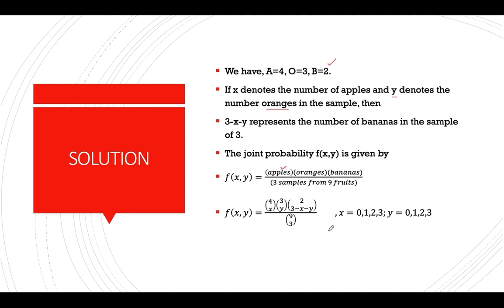So x will take the value 0, 1, 2, 3. So take note there are 4 apples, but since we only have 3 samples here, the maximum value of x will be only 3. And then the possible values for y, since the total number of oranges is 3, can be 0, 1, 2, 3. So this now represents our probability distribution or probability function.